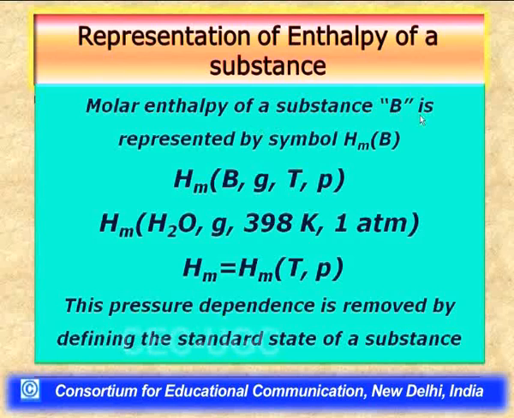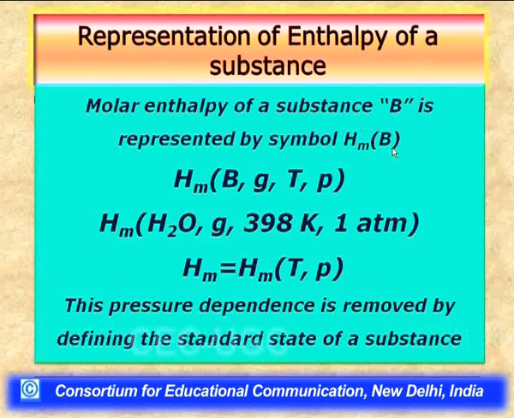So molar enthalpy of a substance means the enthalpy for 1 mole of substance B and is represented by the symbol H subscript m. Subscript m means molar, H is the symbol for enthalpy, therefore molar enthalpy. Then it is followed by parenthesis within which the name of the substance is written, that is B: Hm(B). So Hm(B) is the symbolic representation for the molar enthalpy of substance B.